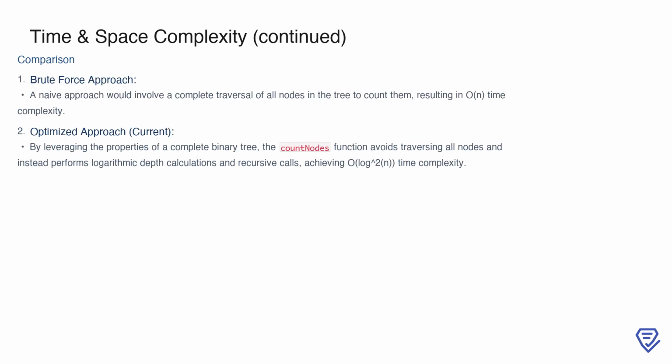To put this into perspective, let's compare the time complexities of different approaches. A brute force approach would involve traversing every node in the tree to count them, which results in a time complexity of O(n). In contrast, the optimized approach used in the countNodes function leverages the properties of a complete binary tree, such as its structure and depth, to avoid traversing all nodes. This optimization reduces the time complexity to O(log_2 n), by focusing on logarithmic depth calculations and recursive calls instead of visiting every node. This comparison highlights the significant efficiency gains achieved by the optimized method.